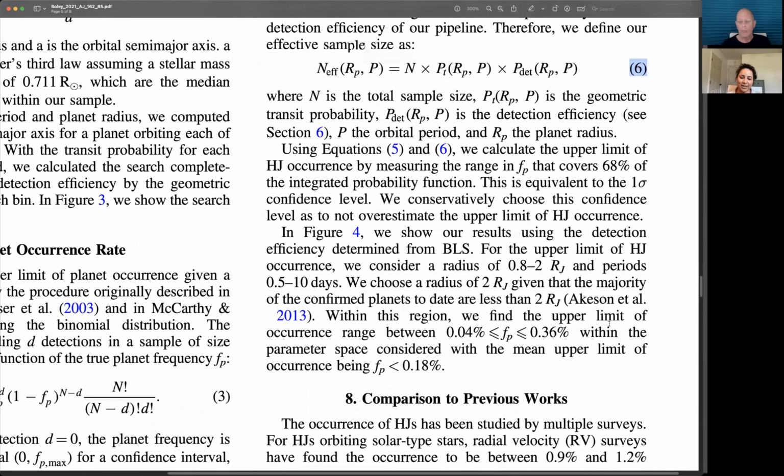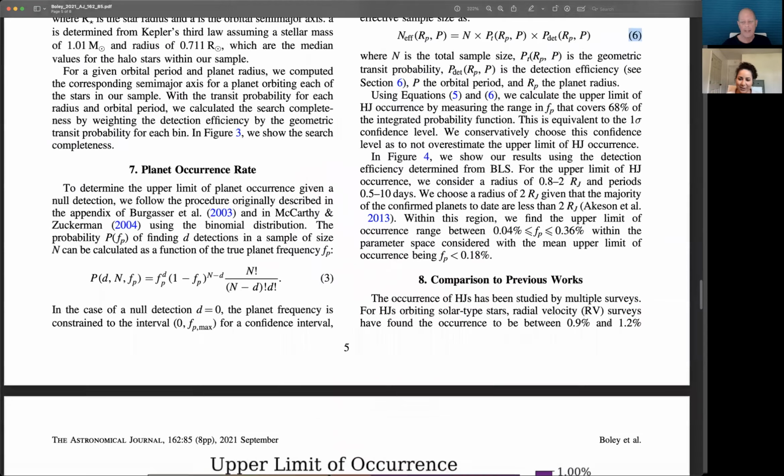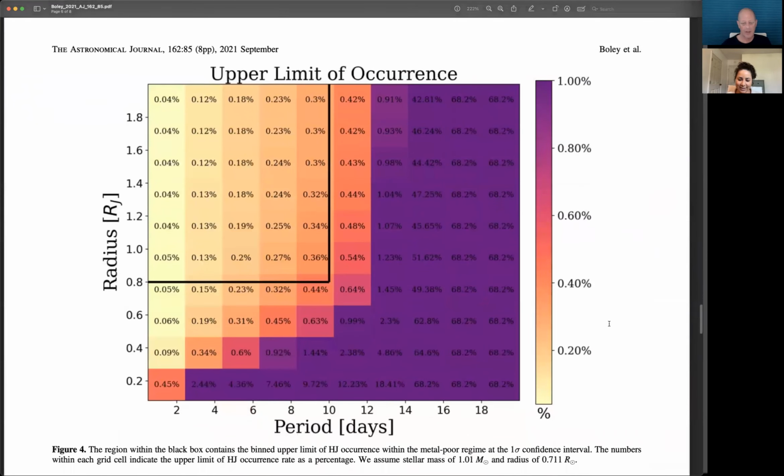And so, should we go there? Yes, we should go there for sure. Let's go there. Upper limit. Here we go.